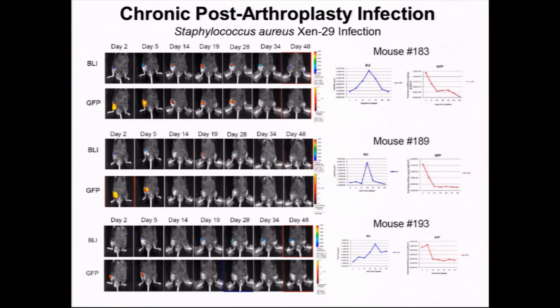And this is what you normally see with infections in the clinic, is that no 2 individuals give you the same infection. So because you can do longitudinal imaging, you can track this in real time and get a real indication of how the disease is progressing.